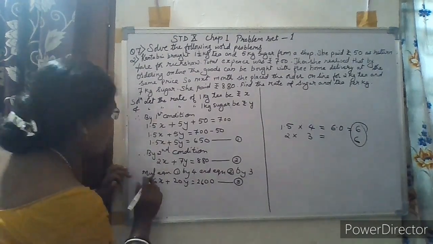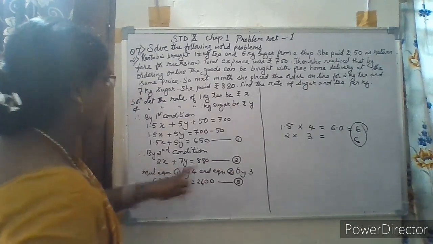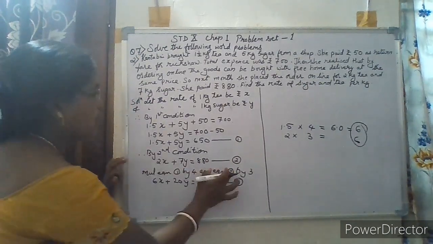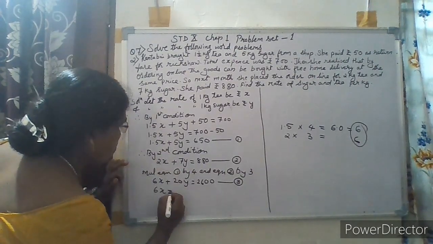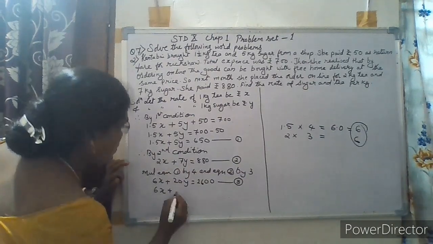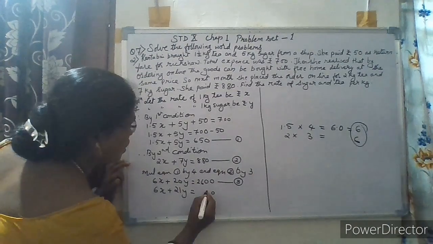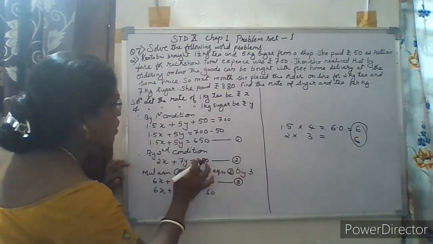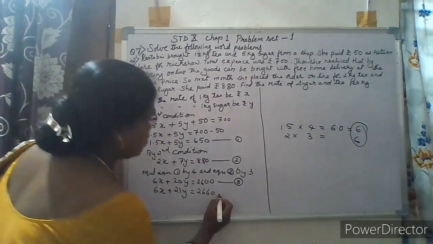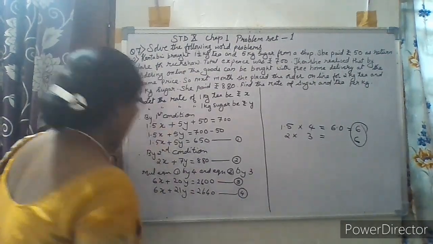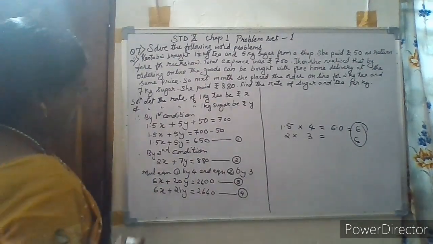Now, let us multiply equation 2 by 3. So, equation 2 by 3: 3 times 2x is 6x plus 3 sevens are 21y is equal to 3 zeros are 0, 3 eights are 24, carry 2, 3 eights are 24, 25, 26. I am getting this as equation 4. Now we have got the coefficient of x as the same, 6, 6.